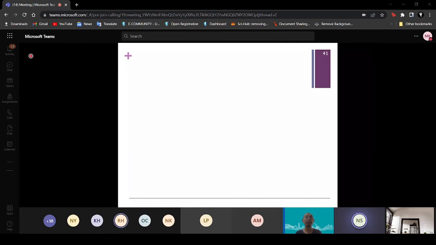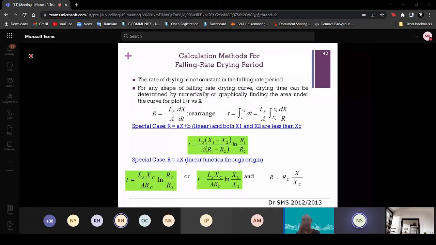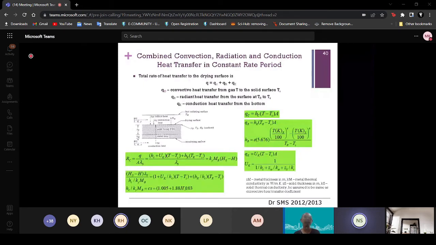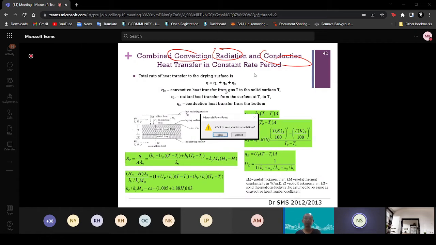Alright, now we will move on to the last part. The last part where we will introduce convection, radiation and conduction. Okay, we take 5 now. Take 5, then we continue again from there.